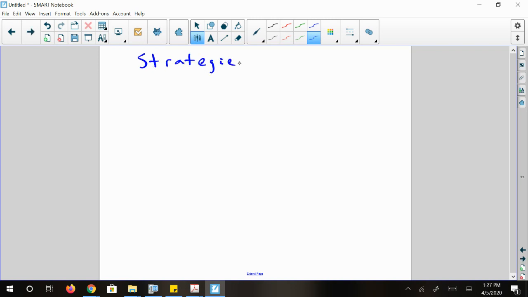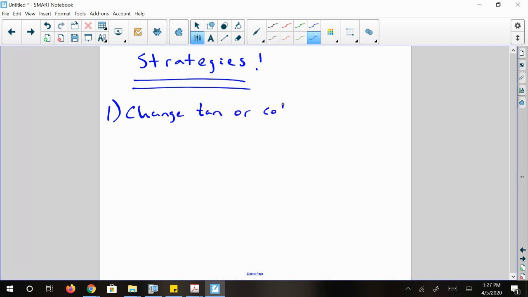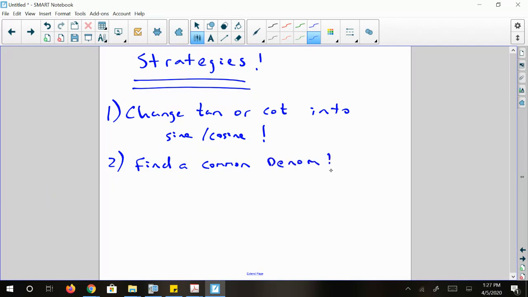So, strategies that we've seen thus far. One major strategy is that anytime you see a tangent or cotangent, I've told you to change it into sine and cosine. That's a great strategy for starting out most of these problems. Another one: if you have two fractions, you should find a common denominator. We probably did that on at least 3 of these problems. We had 2 different fractions, and in order to add or subtract them, we had to find a common denominator.